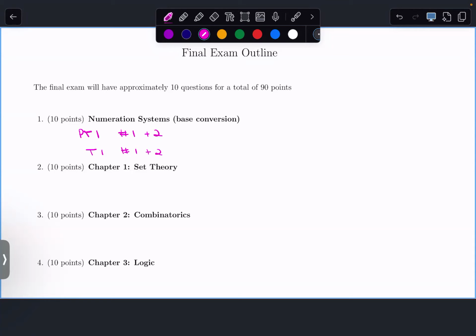Numeration systems, we did change of base stuff. Kind of fun, probably, especially now at this point when you've done it in your other classes. I think probably seen it quite a bit, so that might be fun. But I've got it at 10 points, which is already kind of a lot. Okay. And so, good. How about set theory?